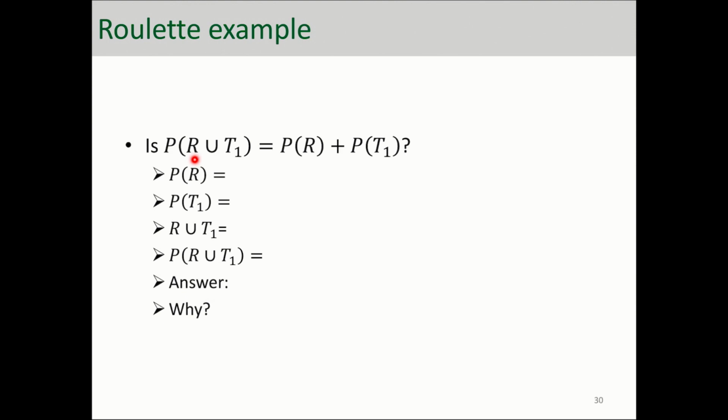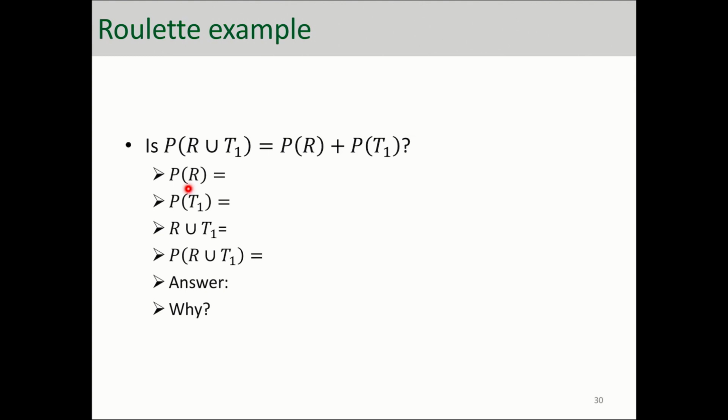So with that in mind, I want you to think about this question. Is probability of R union T1 equal to probability of R plus probability of T1? And I want you to pause the video and work on this and see if this statement is actually correct. You need to calculate probability of R, T1, and then find out what are the outcomes in R union T1. Then calculate the probability of R union T1 and see if this is equal to the summation of these two.